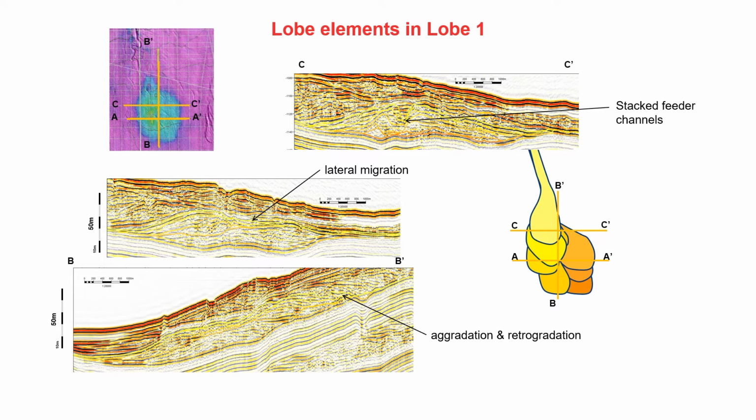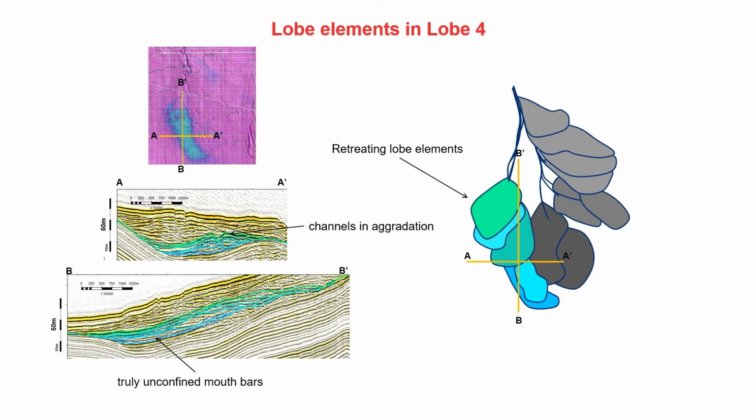On the dip section, it's striking to observe the general aggradation and retrogradation of each and every reflector. The first lobe element is deposited the furthest downslope, and subsequent lobe elements retreat behind it. The same observation can be made for each lobe. Each of them is made of truly unconfined mouth bars fed by aggrading feeder channels. Note that we still observe channelization 2/3 down the lobe.